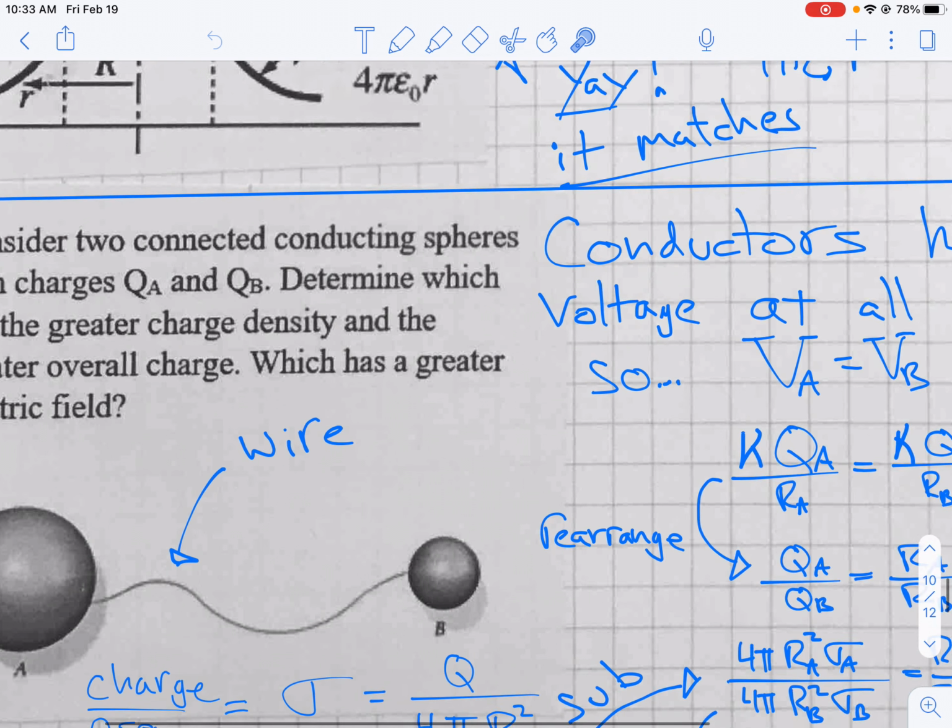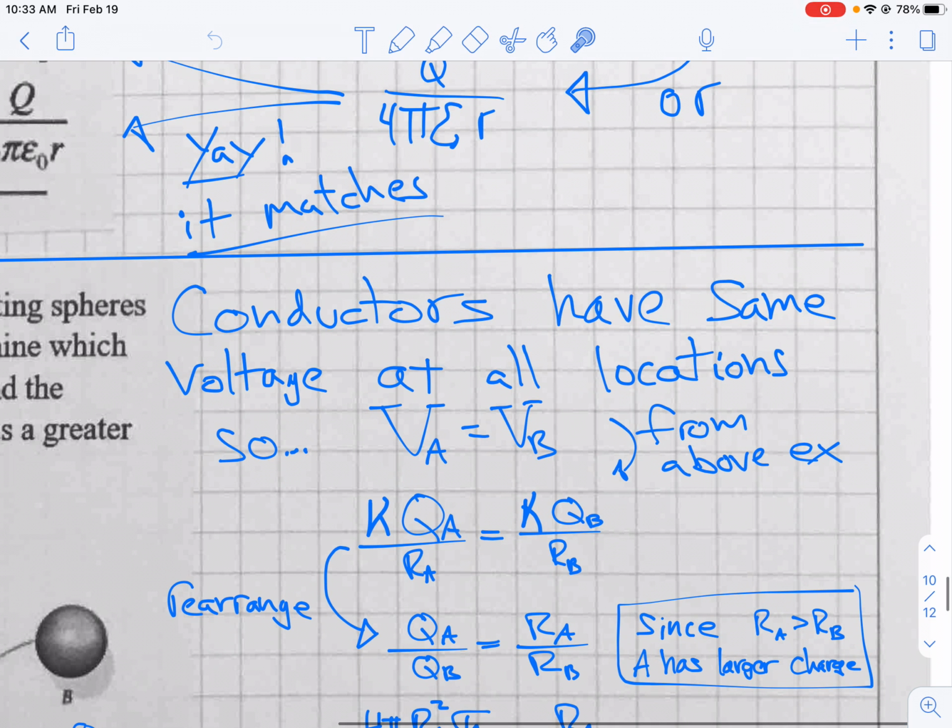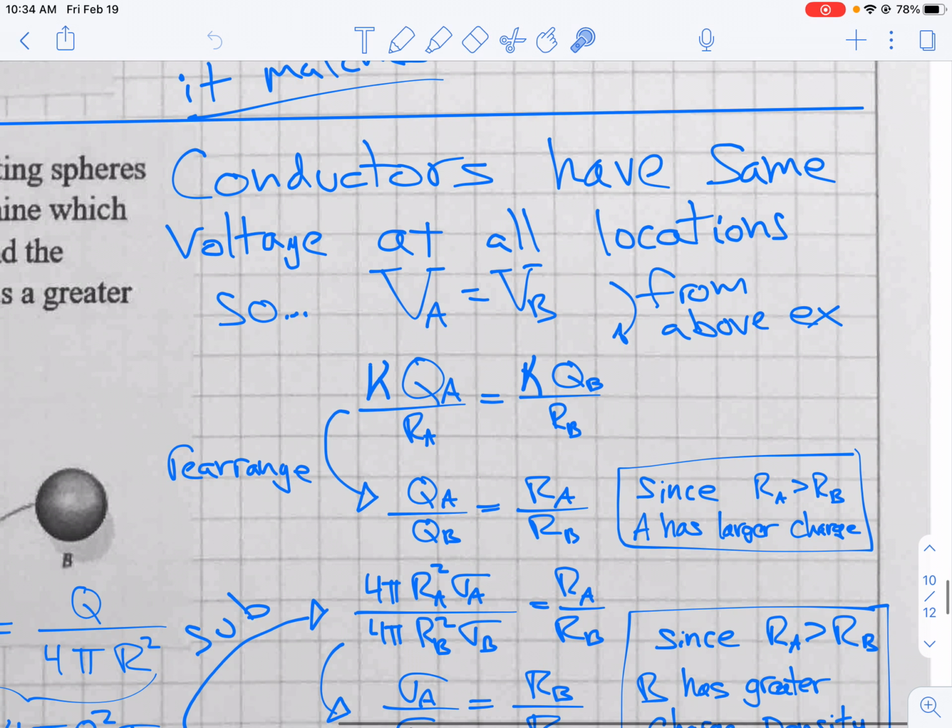Now, these are two spheres. So I'm going to take the result from above, and I'm going to get KQA over RA equals KQB over RB. I rearrange this. The K's cancel out. And if I move QB to the bottom over here and I move RA to the top over here, I find that the ratio of charges and ratio of radii are opposite.